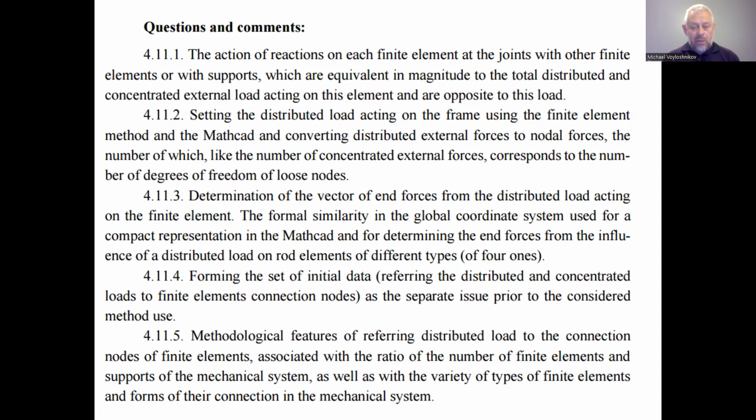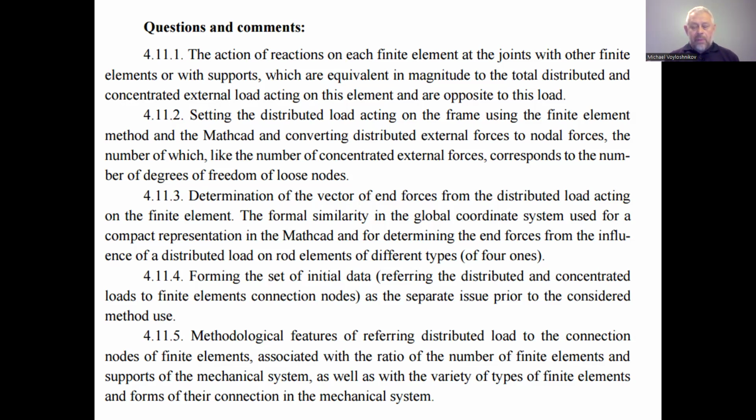4.11.3. Determination of the vector of end forces from the distributed load acting on the finite element. The formal similarity of the global coordinate system is used for compact representation in Mathcad and for determining the end forces from the influence of distributed load on finite elements of the 4 different types.